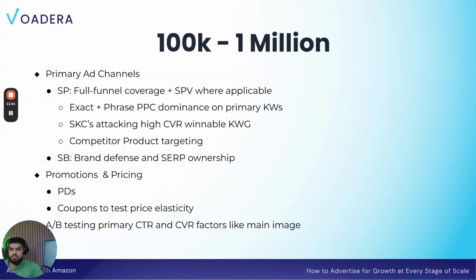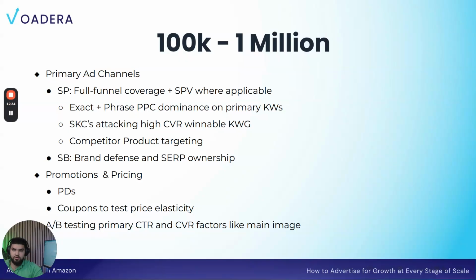Primary ad channels, so SP, full funnel coverage, exact, phrase, broad match, all that kind of stuff. And you start releasing sponsored product videos here. We like to use them here. But then most importantly, you're doing SKCs, attacking high conversion rate keywords that you can win. If you're not already top 3 in the keywords, but your conversion rate is 2% higher than the market based on search query performance, then you want to launch SKCs to get to that ranking and to start winning those keywords and to start spending money because you know that your conversion rate is good. So eventually Amazon's going to notice that. You just need to feed it data. And that's what the single keyword campaigns are doing.